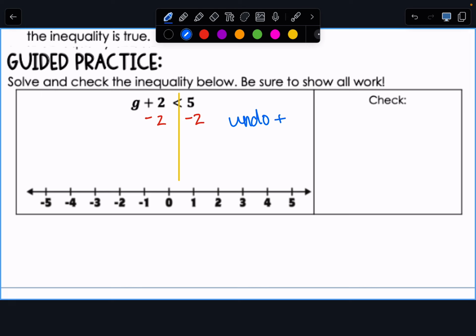We wanted to undo that addition, so we subtracted. So over here we have 3, okay? But we still have our inequality sign. And since these canceled, we're left with G. So this is your answer right here. Okay? If you don't have the G is less than, please write it in with your 3.